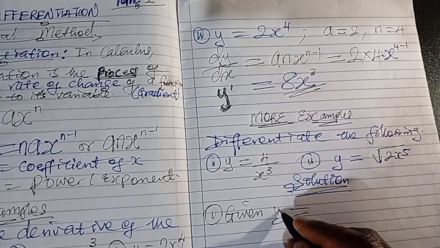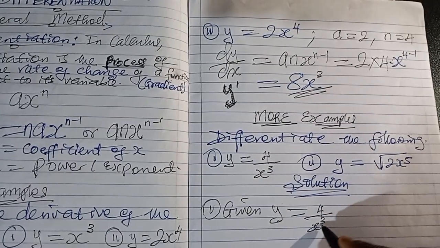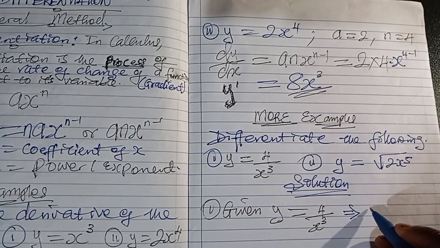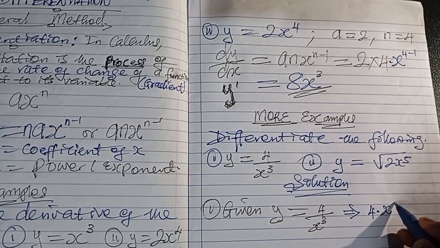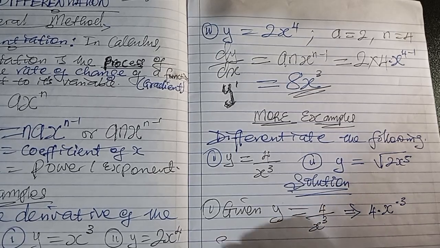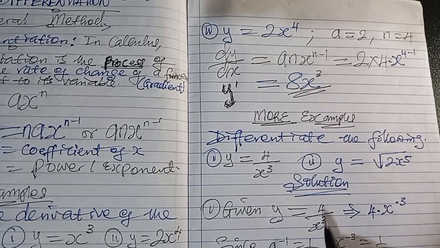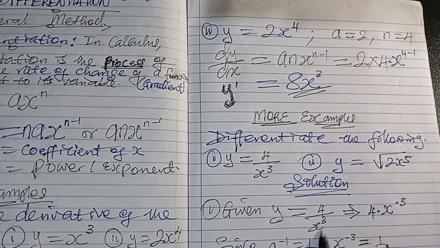Given y equals 4 over x raised to power 3. Now in indices, 4 over x cubed is the same as 4 multiplied by x raised to power minus 3, since a raised to power minus 1 is 1 over a, okay? Then x raised to power minus 3 is the same as 1 all over x raised to power 3. So multiplying by 4, you have 4 over x raised to power 3.